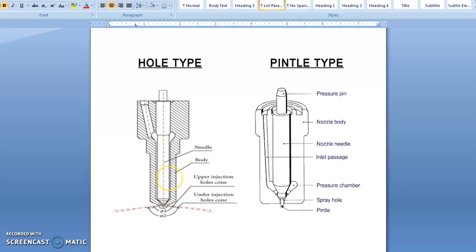Now we will discuss the function. What is the function of the injector, which is sometimes also known as an atomizer? Here, when the nozzle valve is raised from its seat by the pressure of the fuel acting on the conical or stepped face of the valve, the injection of the fuel takes place.